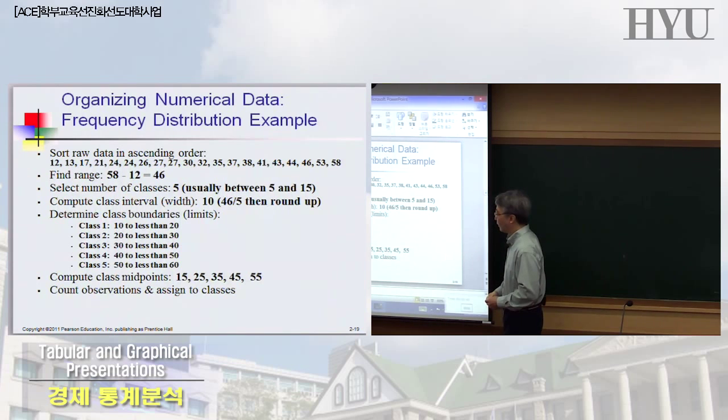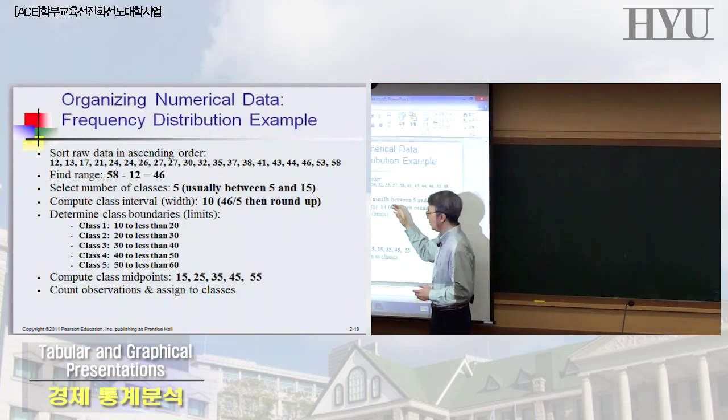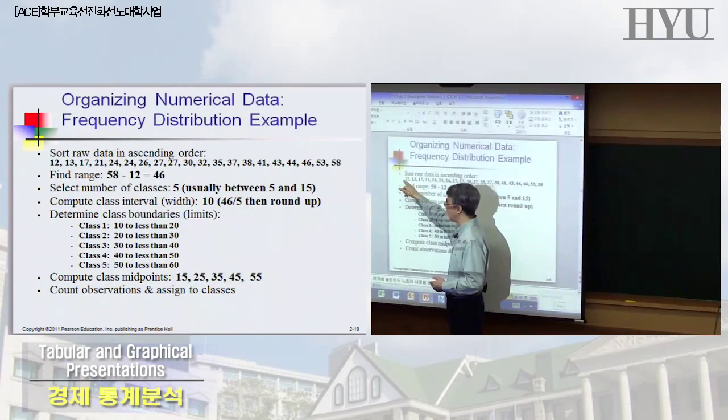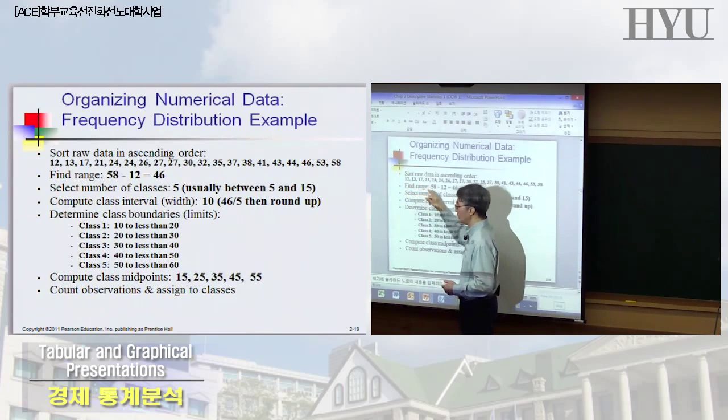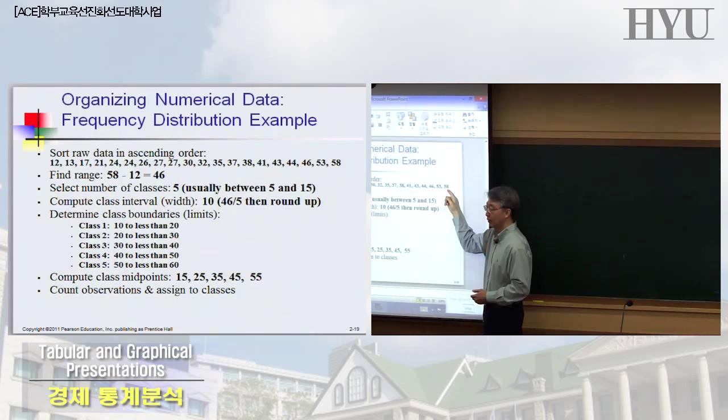So, because those 5 classes have to cover the entire range, we may have to start slightly less than the smallest number, and the upper bound of the last class must be slightly larger than the largest number.